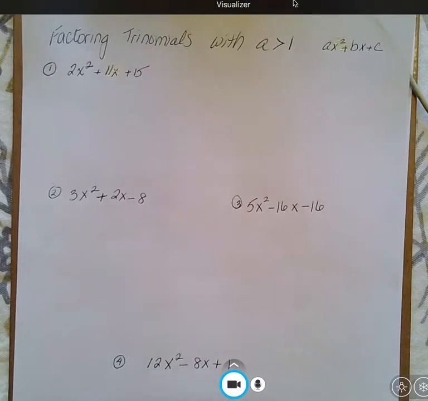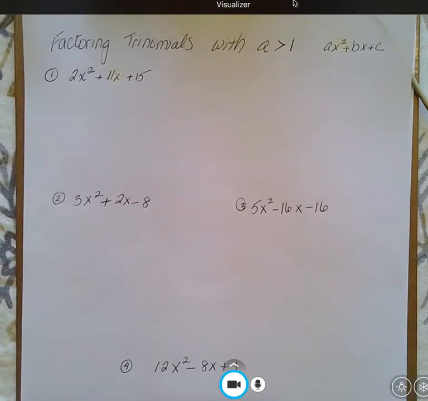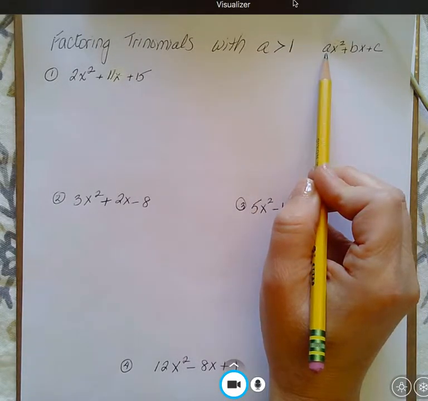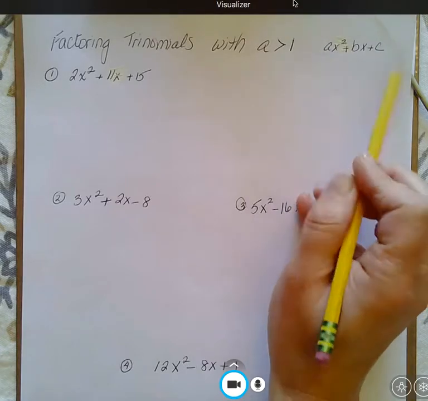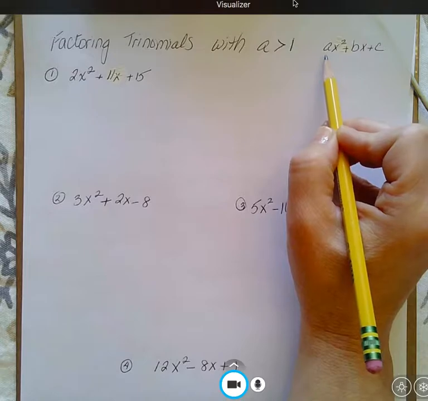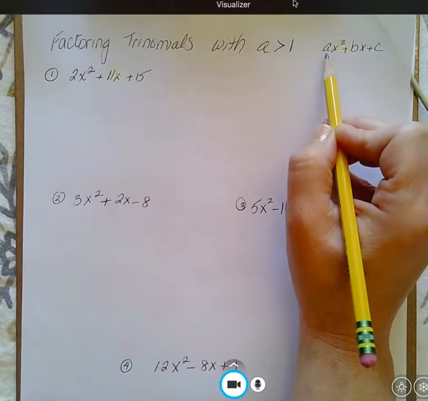Welcome back. We are going to be factoring trinomials with a greater than 1. Okay, so now we probably have seen this several times on our page. What exactly does that mean? Well, a, remember, is that coefficient before the square term in your quadratic here. So a greater than 1 means you're going to have a number that's not 1. So you're going to have a coefficient here.